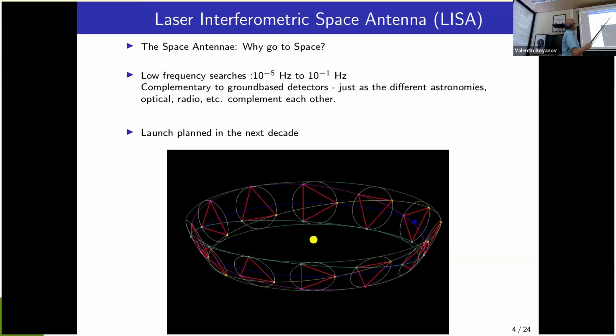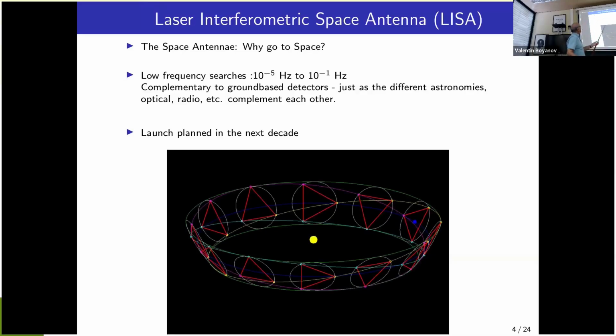If you go to space, of course, there are other noises which come in. These detectors will look at sources in the range of 10 to the minus 5 hertz to 10 to the minus 1 hertz. I will be restricting myself to LISA, but the same thing applies to other space detectors with more complicated topologies. So LISA is what I'll take as the main example.